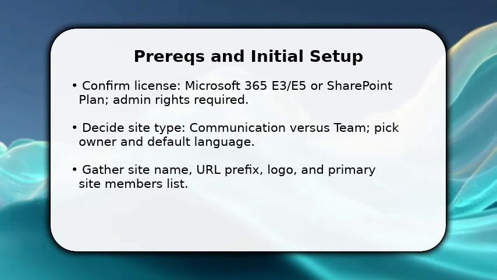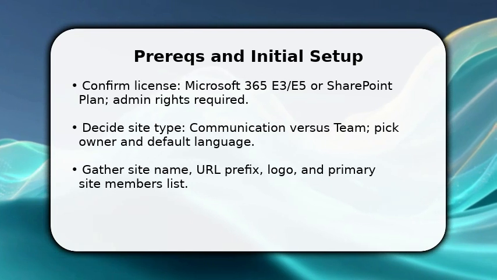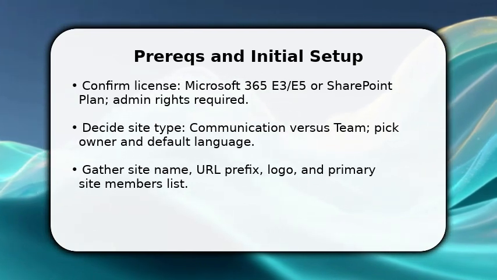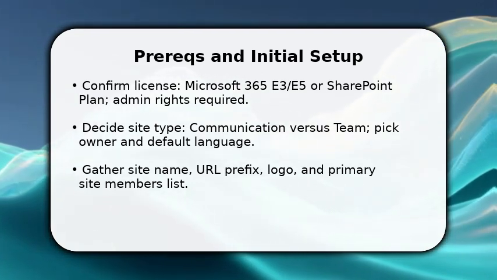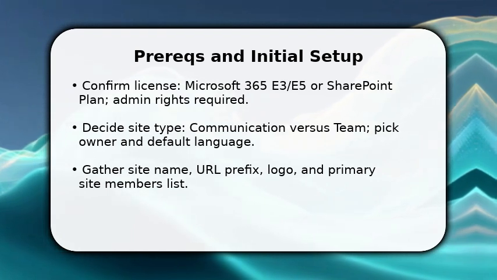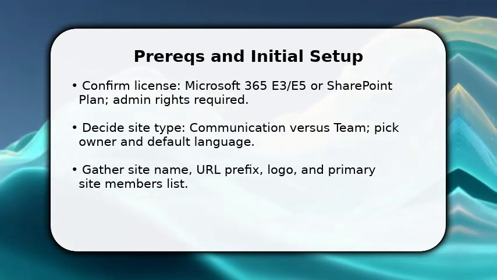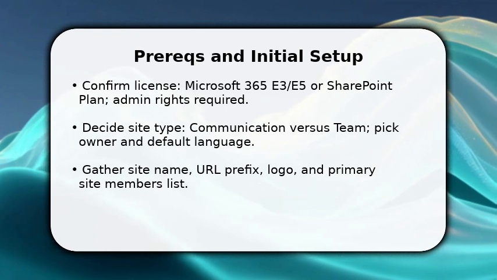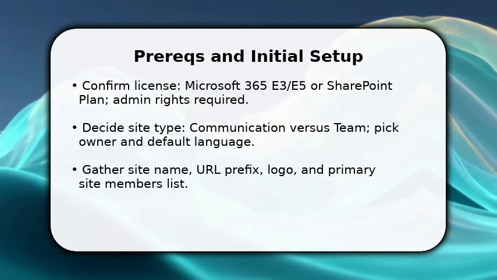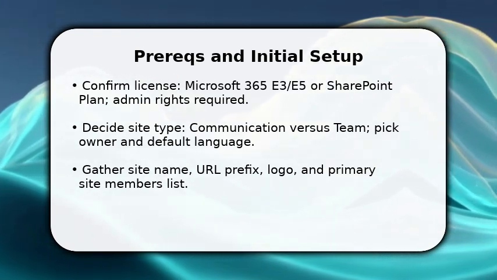You start by confirming prerequisites. You need a Microsoft 365 subscription and admin permissions so you can provision sites. Once confirmed, choose whether you need a communication site for broad publishing or a team site for collaboration. That choice shapes templates and permissions.